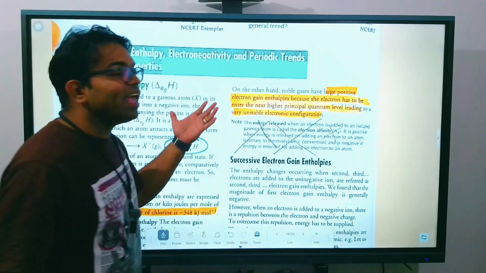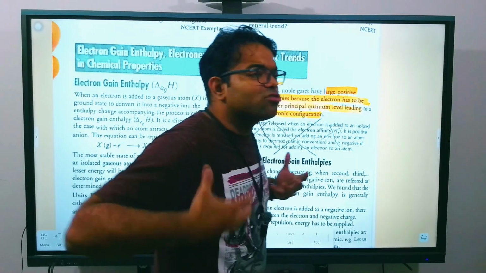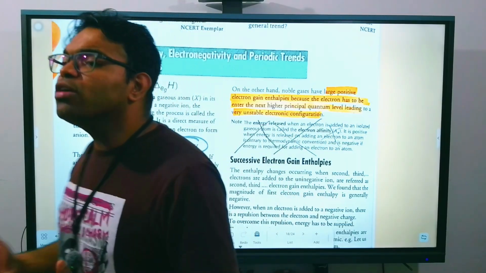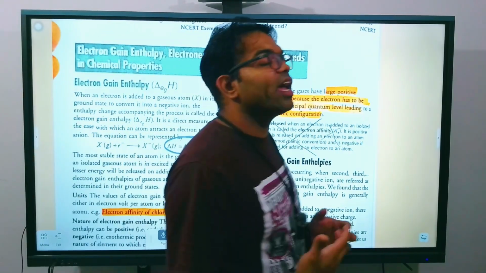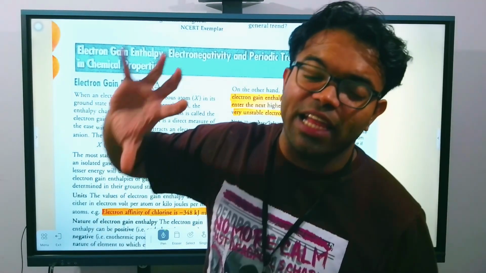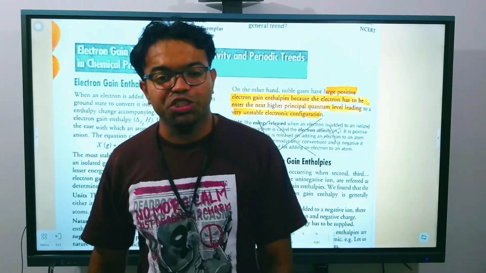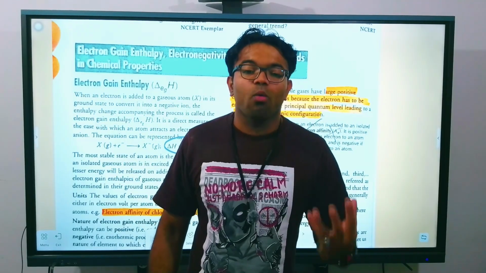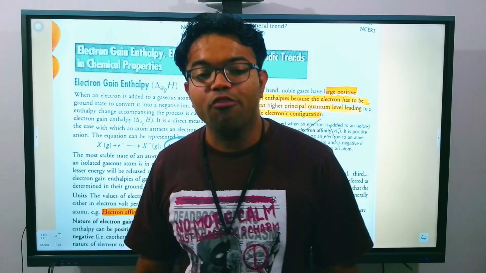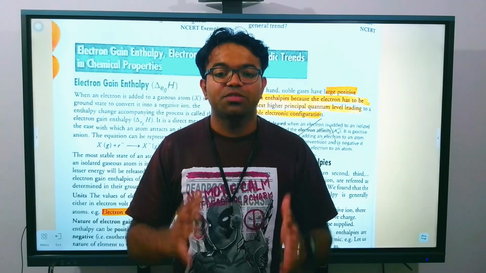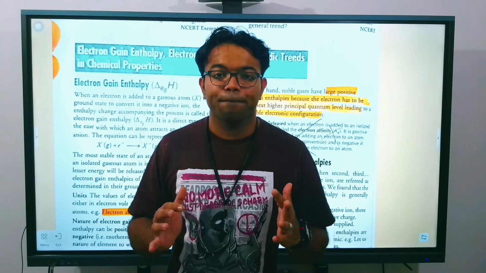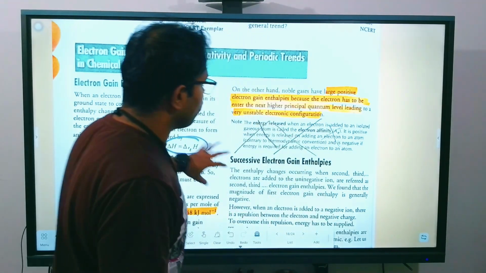Similarly, the noble gases are already stable. Their stomachs are full. They do not want an extra electron. If you want them to have an extra electron, you would have to give energy to attach an electron into their valence shell. That is the reason why they have positive enthalpies. Clear? Okay, let's go on.